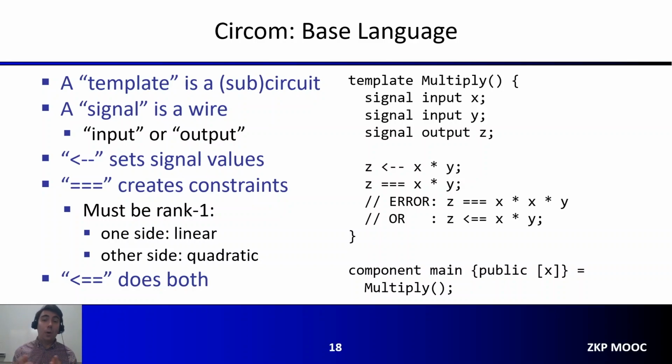The output, if there is an output, is always public, but the input is private unless you say otherwise. And so here we use Circom's syntax to say that x should be public. So with this main component, Circom is going to have the verifier know x, and then the verifier will also know z.